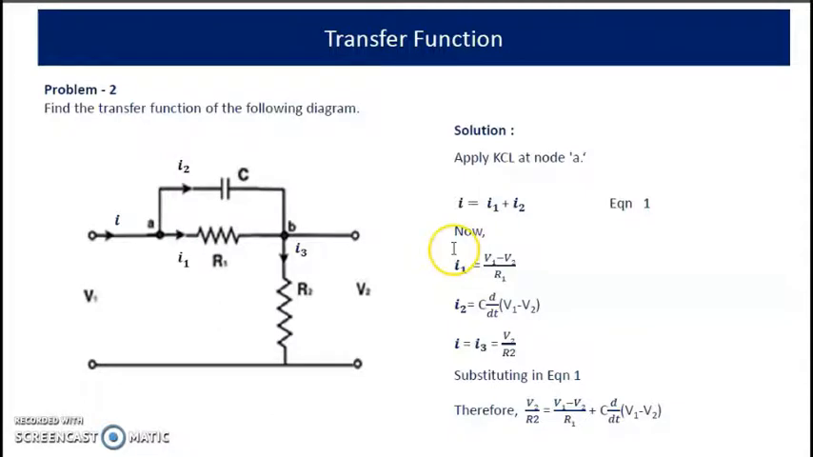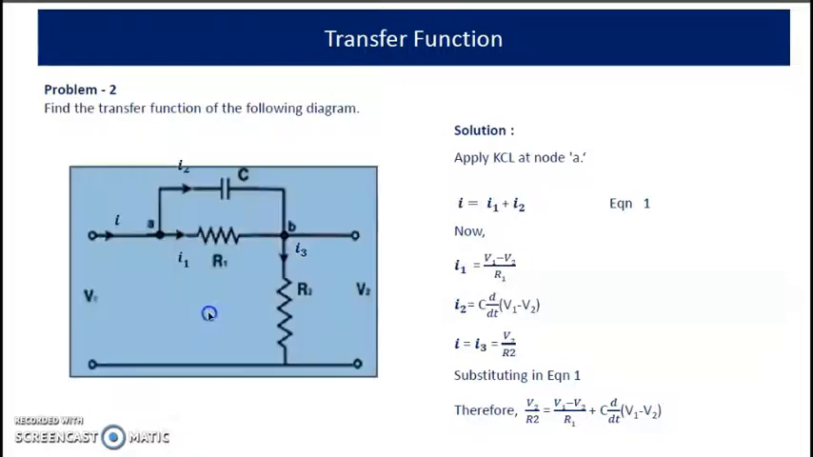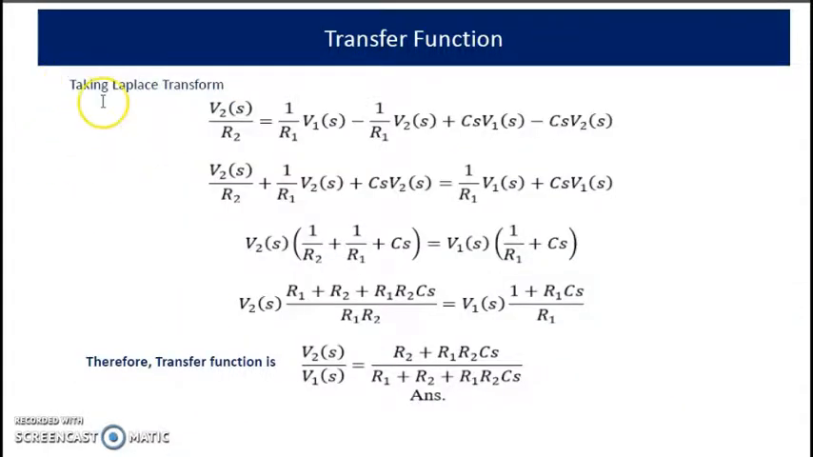Now transfer function is Laplace transform of the output variable, that is V2 of s divided by V1 of s. Our aim is to find V2 of s by V1 of s. So take the Laplace transform of this equation and take V2 of s on left hand side and V1 of s on the right hand side, because we want V2 of s by V1 of s. Take V2 of s outside, and in this case we take V1 of s outside.